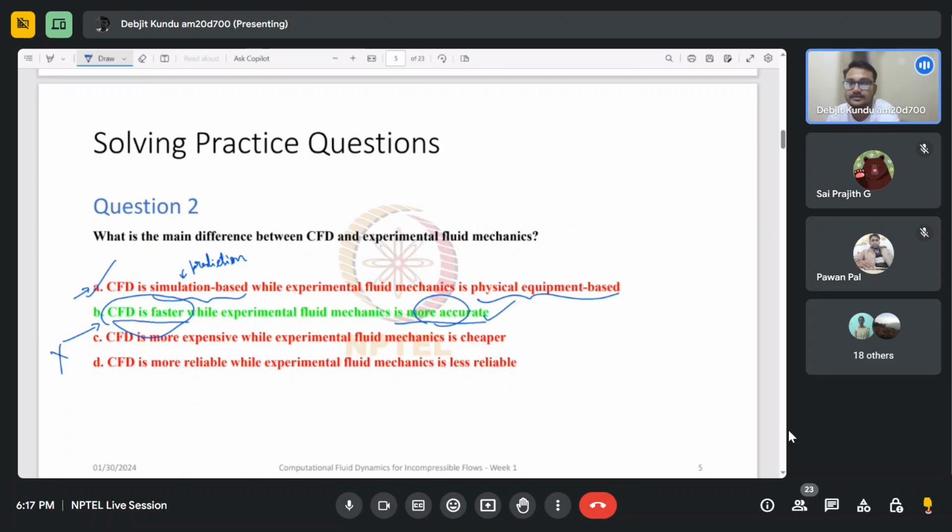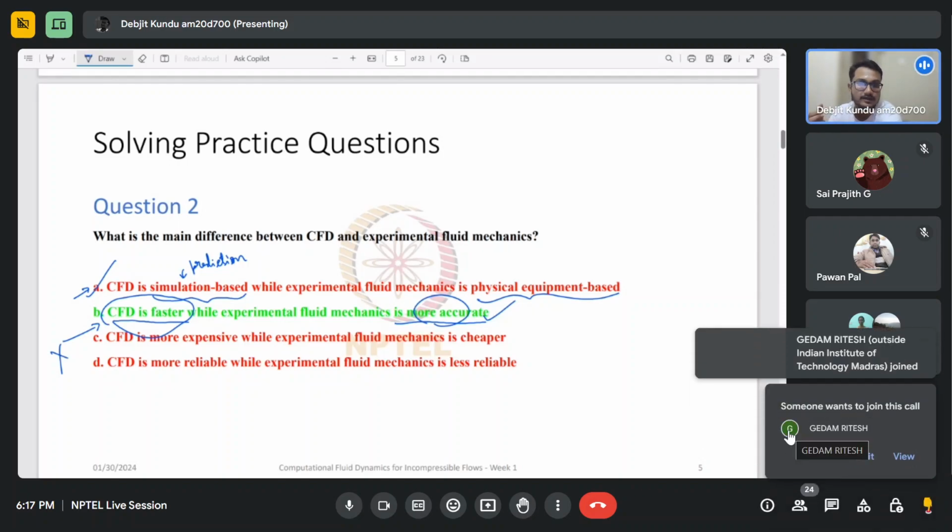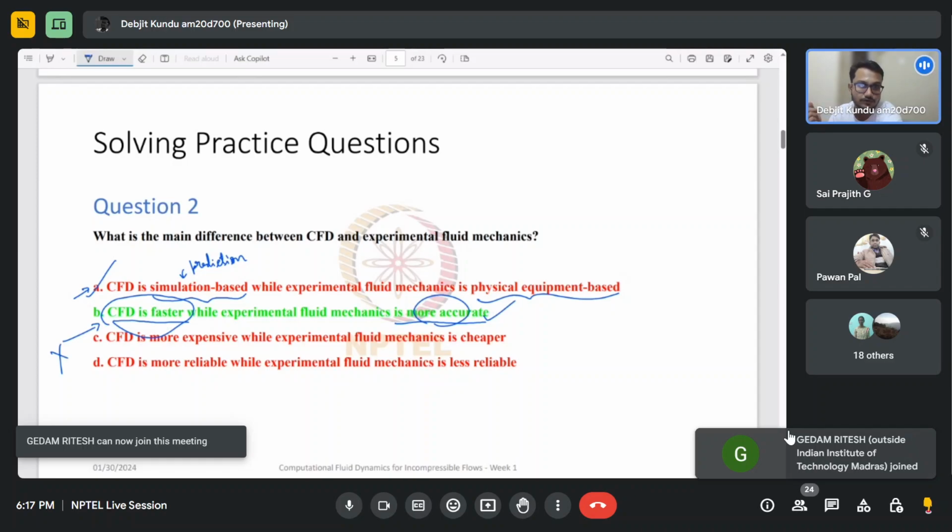Now, of course, with the technological advancements and bigger computers that we have, we can definitely say that the speed of CFD is getting faster day by day. But it's not entirely true that CFD will always be faster. Sometimes there can be exceptions where experiments are indeed quicker than CFD. So option B won't be correct.